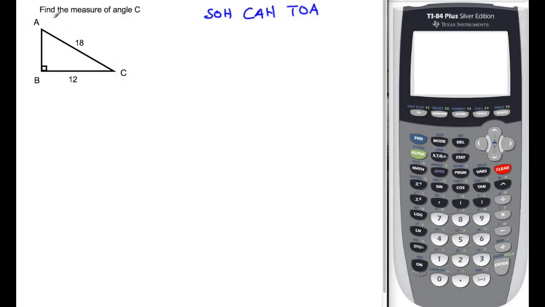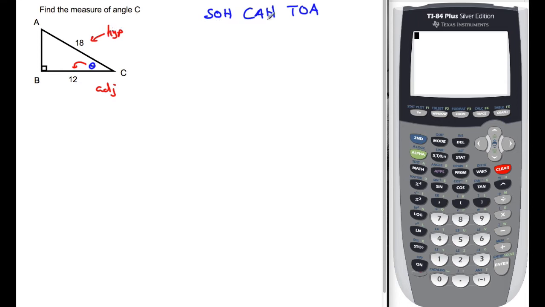This exercise is asking us to find the measure of angle C. You can see that we're given two side lengths, okay? And if this is angle C, I'm going to label it theta, okay? Now I know that I have to draw a curved arrow, so this 12 must be the adjacent side. So I can just make a little note, adjacent, and then I have the hypotenuse.